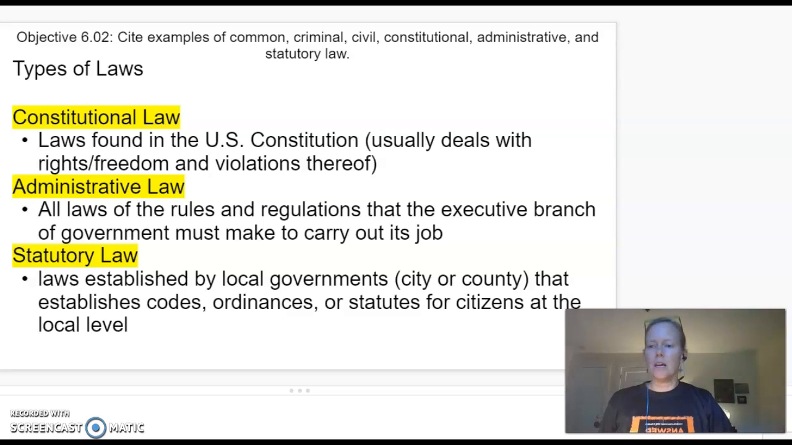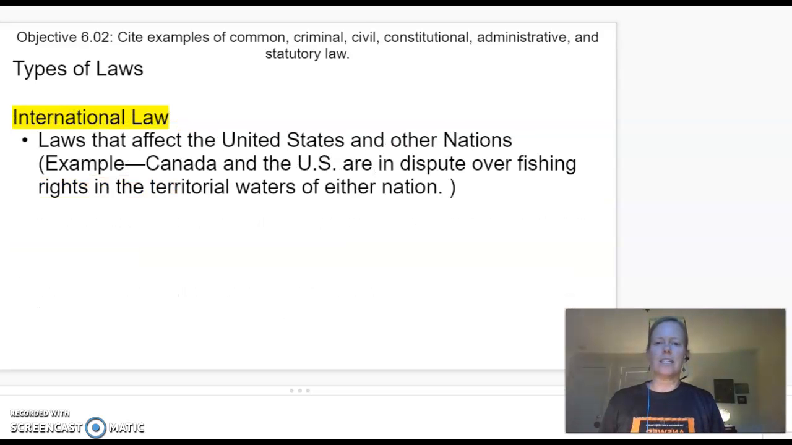All right, and then the last one is international law. International law, laws that affect the United States and other nations, or it just could be two other nations, really. An example here is Canada and the U.S. are in a dispute over fishing rights in the territorial waters of either nation. How do you know this is international law? Well, you know this because you have a couple of countries, and a lot of times when you see the skies, the oceans, this is going to be where you see a lot of international law.